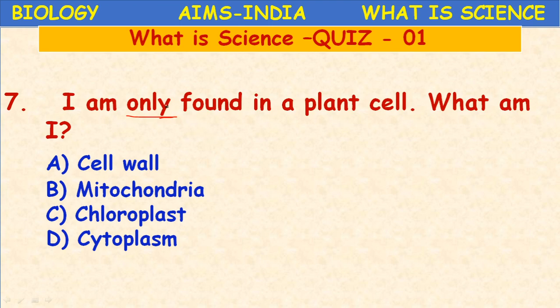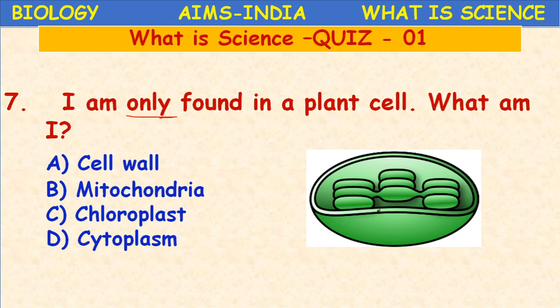So here you have to underline "only." I am only found in plant cell. What am I? Here the organelle is also given. What is this organelle? Yes, chloroplast. So the answer is chloroplast. If this diagram, this picture, is not given, then your answer is cell wall and chloroplast. But here, as this figure is mentioned in the question, the answer is C, chloroplast.